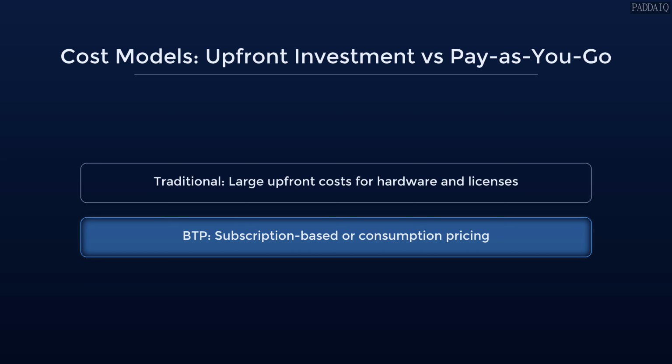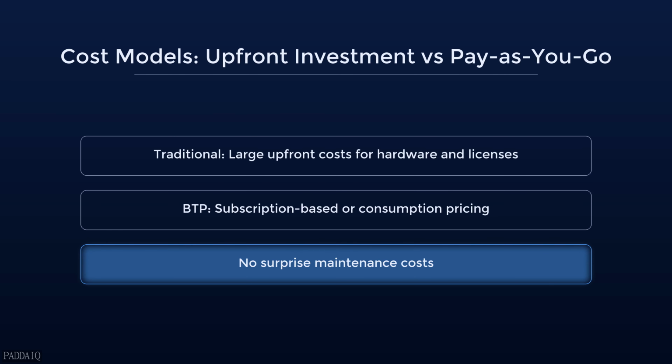BTP, subscription-based or consumption pricing. This means you either pay a fixed recurring fee for predictable services or pay only for what you use. For example, a company might choose subscription for steady development tools but pay-as-you-go for occasional AI processing. This flexibility allows you to align costs directly with your actual usage and business needs.